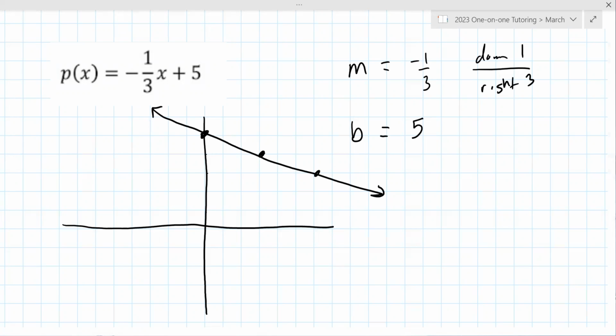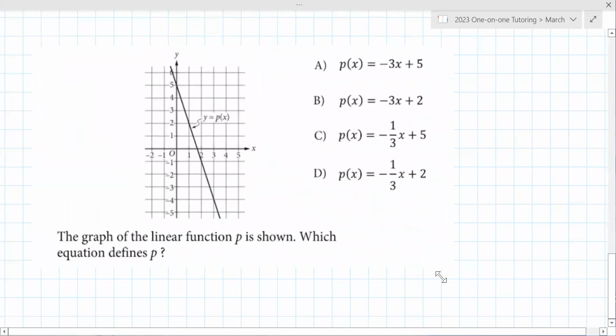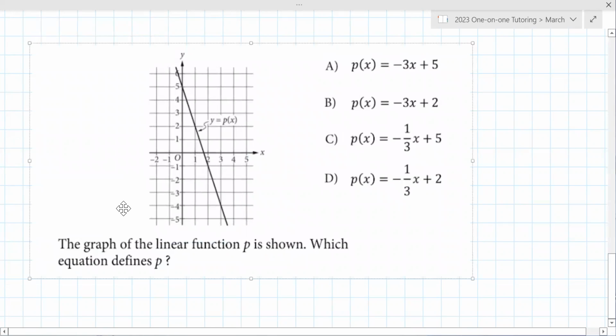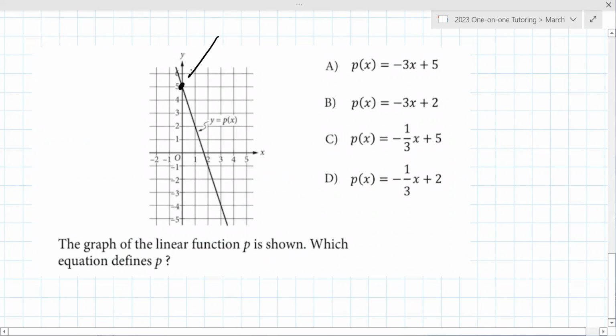See if I can get this one. Sorry, I've got too many things going on here. All right. Here is a graph.